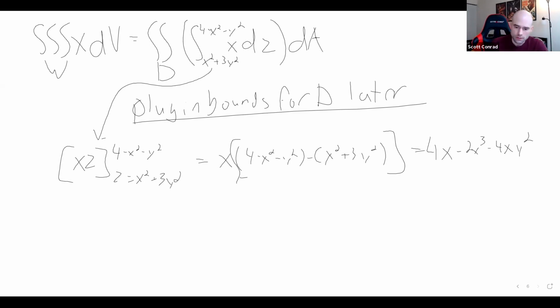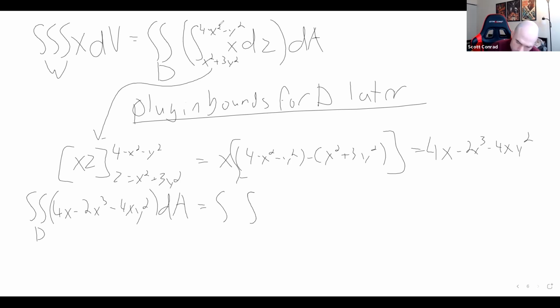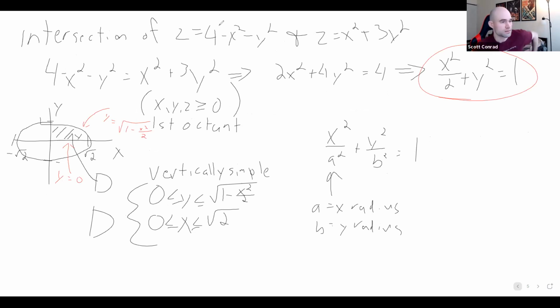Let's plug this into the double outer integral here, and then we can plug in our bounds for D. So 4x minus 2x cubed minus 4xy squared with respect to area. Oh, weird. So now we're integrating over D in the xy plane, and we figured out what D is.